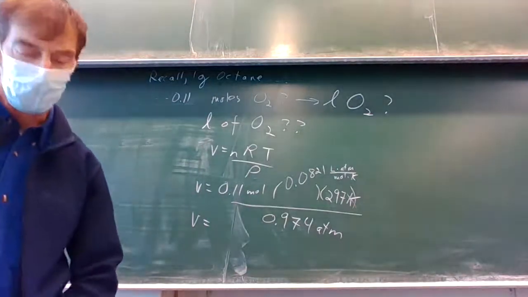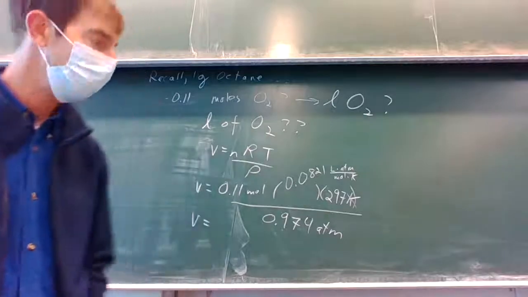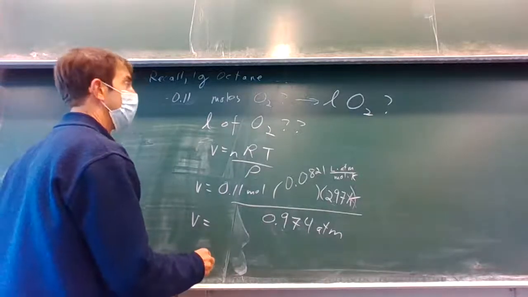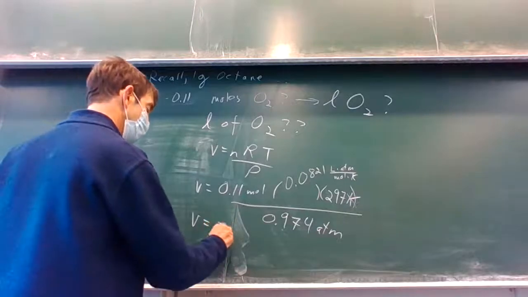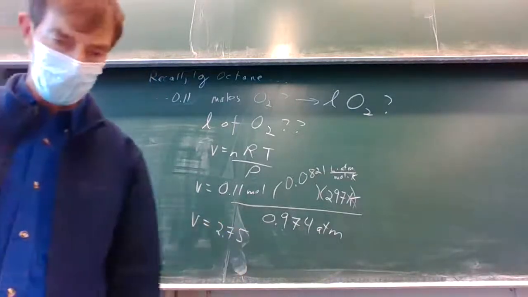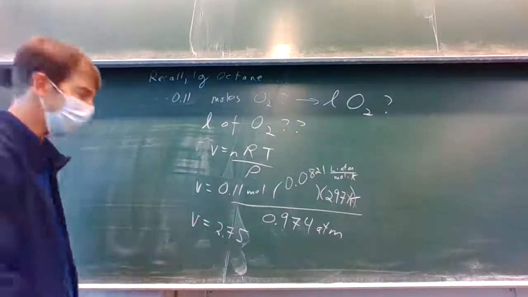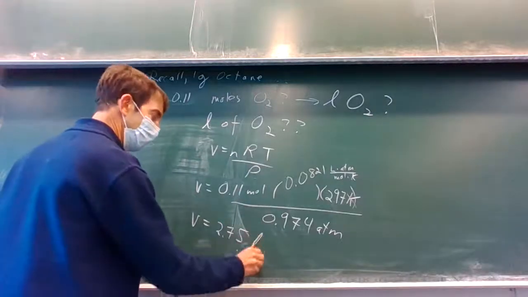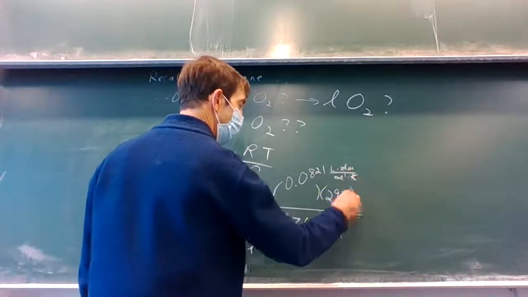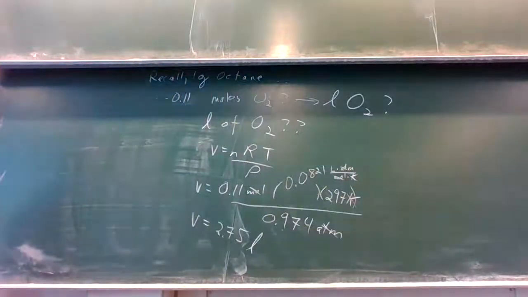Okay, how about no B? Let us know when you get that far. I got 2 point, well, how many sequence? 2.75. Does that check with others? Yeah. The label on it ends up being liters, right? Because everything else cancels, and only liters is left.